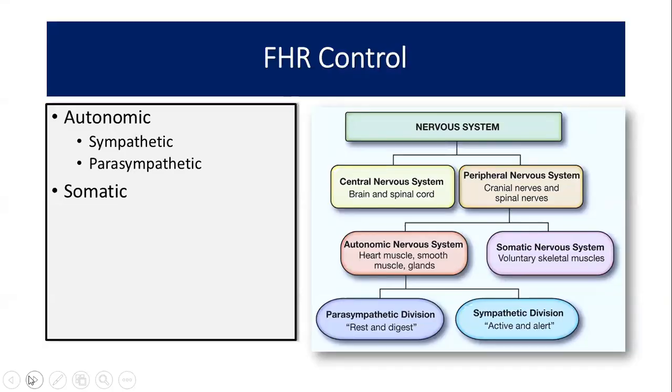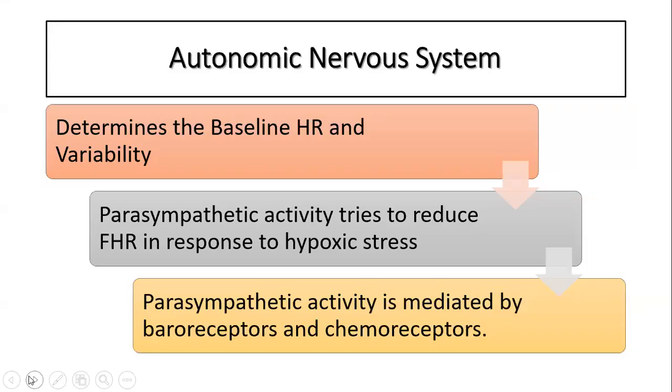We also know the baby's heart rate is regulated by the nervous system. So you have an interplay between the sympathetic and parasympathetic nervous system. So the baseline heart rate and variability is maintained by the heart, parasympathetic nervous system trying to reduce the heart rate in response to hypoxic stress. And it also mediates the baroreceptor and chemoreceptor responses, which I'll talk about.